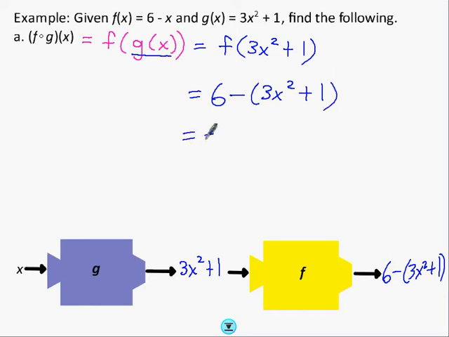Okay, we're going to combine like terms. There's only one x squared. There's only one quadratic term. There are no linear terms, and our constants, 6 minus 1 is going to be 5. That's how we find the composition of functions.